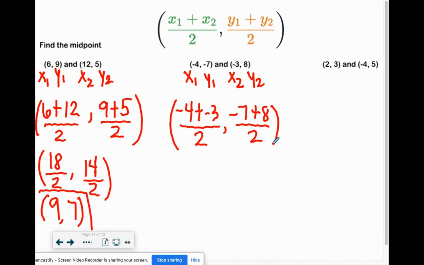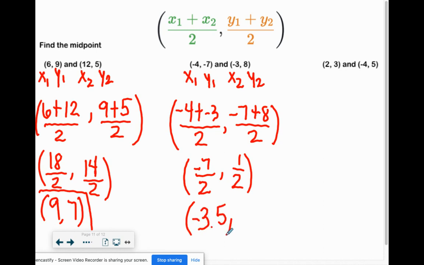Don't let the negatives confuse you. It's still the same. What's -4 plus -3? -7. Yep, -7 over 2. Okay, now this one's kind of tricky. -7 plus 8. 1. And it's okay that we're going to get decimals, because you can get decimals. What is -7 divided by 2? So 3.5. Yep, -3.5. And we know a half is really just 0.5 as a decimal.